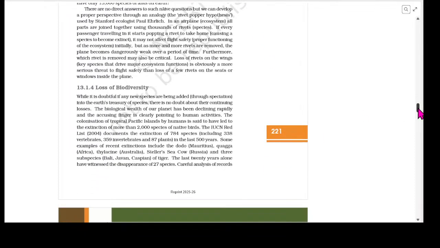Next topic is loss of biodiversity. While it is doubtful if any new species are being added through speciation into the Earth's treasury of species, there is no doubt about their continuing losses. The biological wealth of our planet has been declining rapidly, and the accusing finger is clearly pointing to human activities.